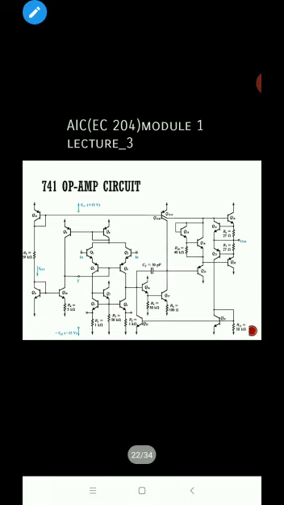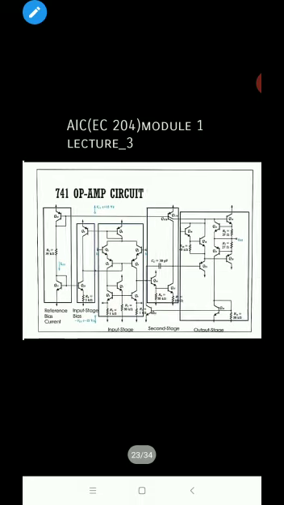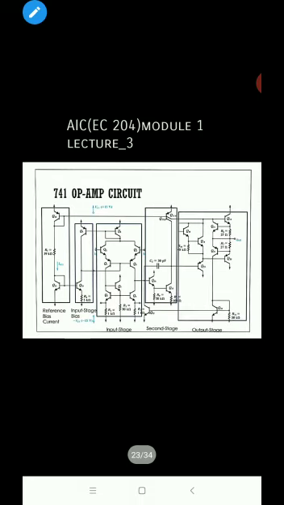Now this is the 741 op-amp circuit, which shows that there are 4 stages. The first stage is a dual input balanced output differential amplifier. The second stage is a dual input unbalanced output differential amplifier. Then an emitter follower level translator. Then an output stage, a class AB amplifier. These are the different stages. It is shown here: the input stage, the intermediate or second stage, then the output stage, then we have an input bias and level shifter stage.